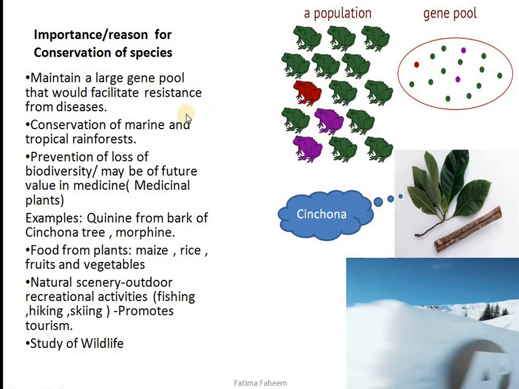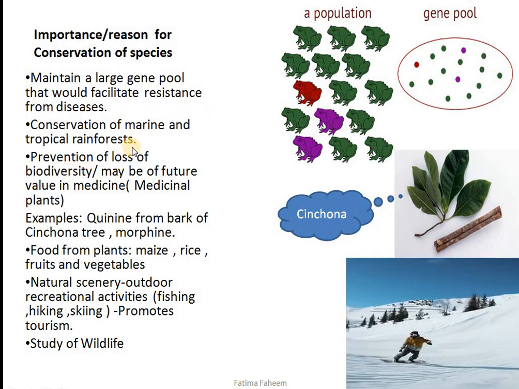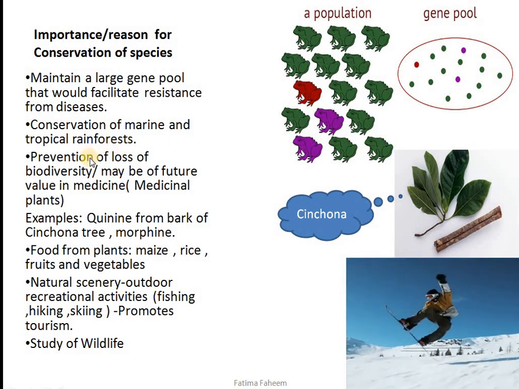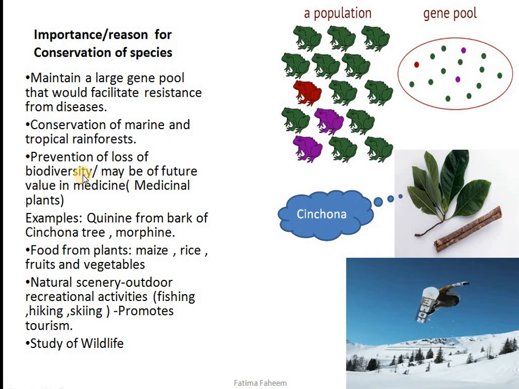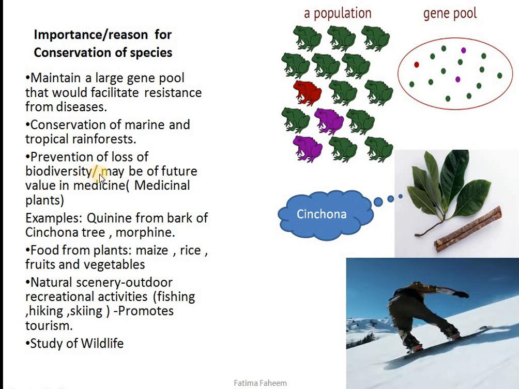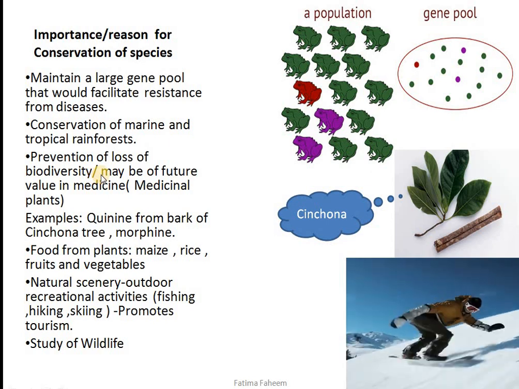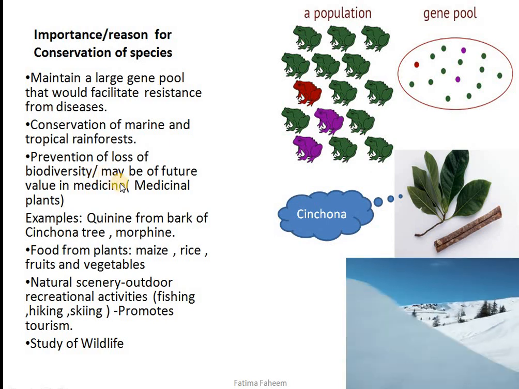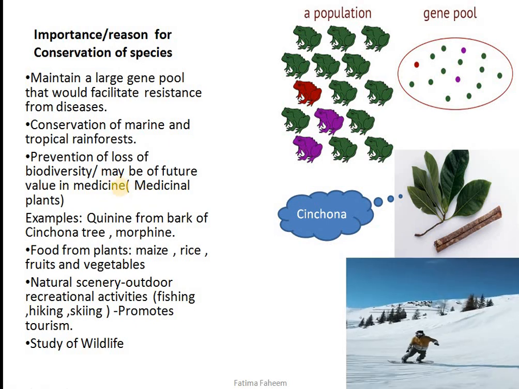We need to conserve the species so that our marine and tropical rainforest remain in balance, to prevent the loss of biodiversity. Biodiversity means different kinds of animals and plants. We need to conserve them so that most of the plants that are on the verge of extinction might be of medicinal value in future.